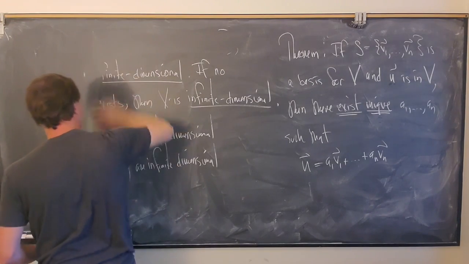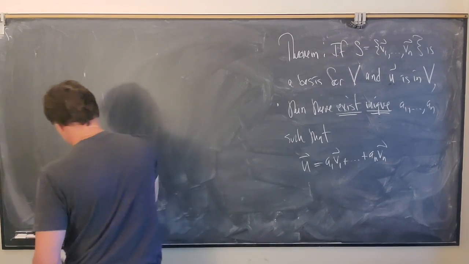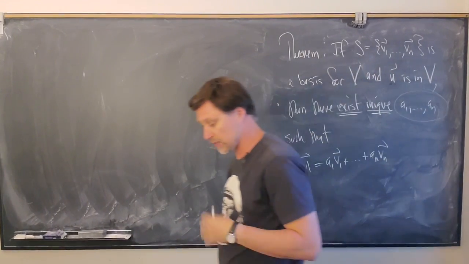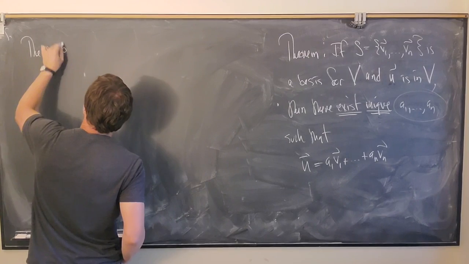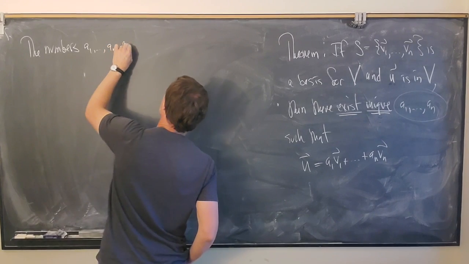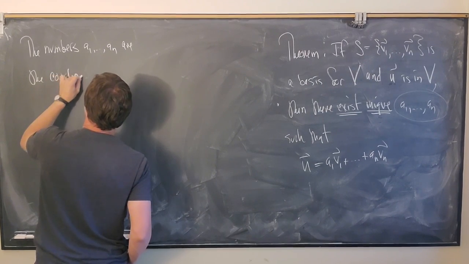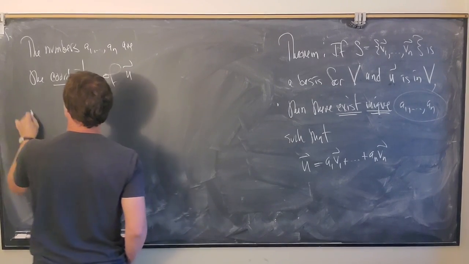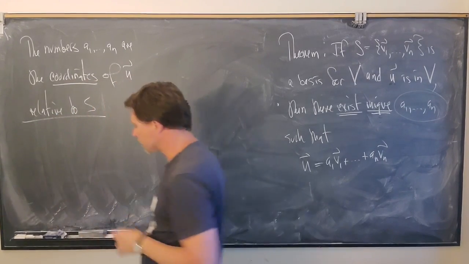Now, those numbers here, they actually have a name. So in the case that we have a basis, we can focus on these, or we're interested in those numbers right there. There's exactly one. So the numbers a1 up through a sub n are the coordinates of u relative to S. And there's notation for this.